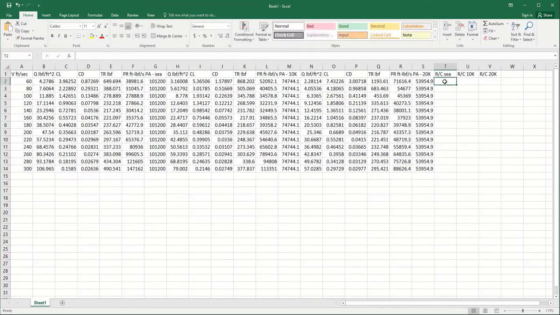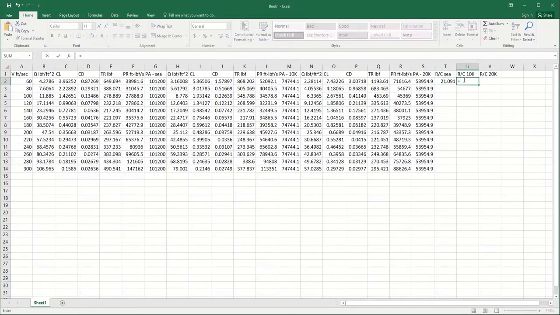So the rate of climb at sea level is equal to the power available at sea level, I need parentheses here, the power available at sea level minus the power required, divided by the weight, which was 2950. So at 60 feet per second forward speed, there's our rate of climb. And again, this is full throttle rate of climb.